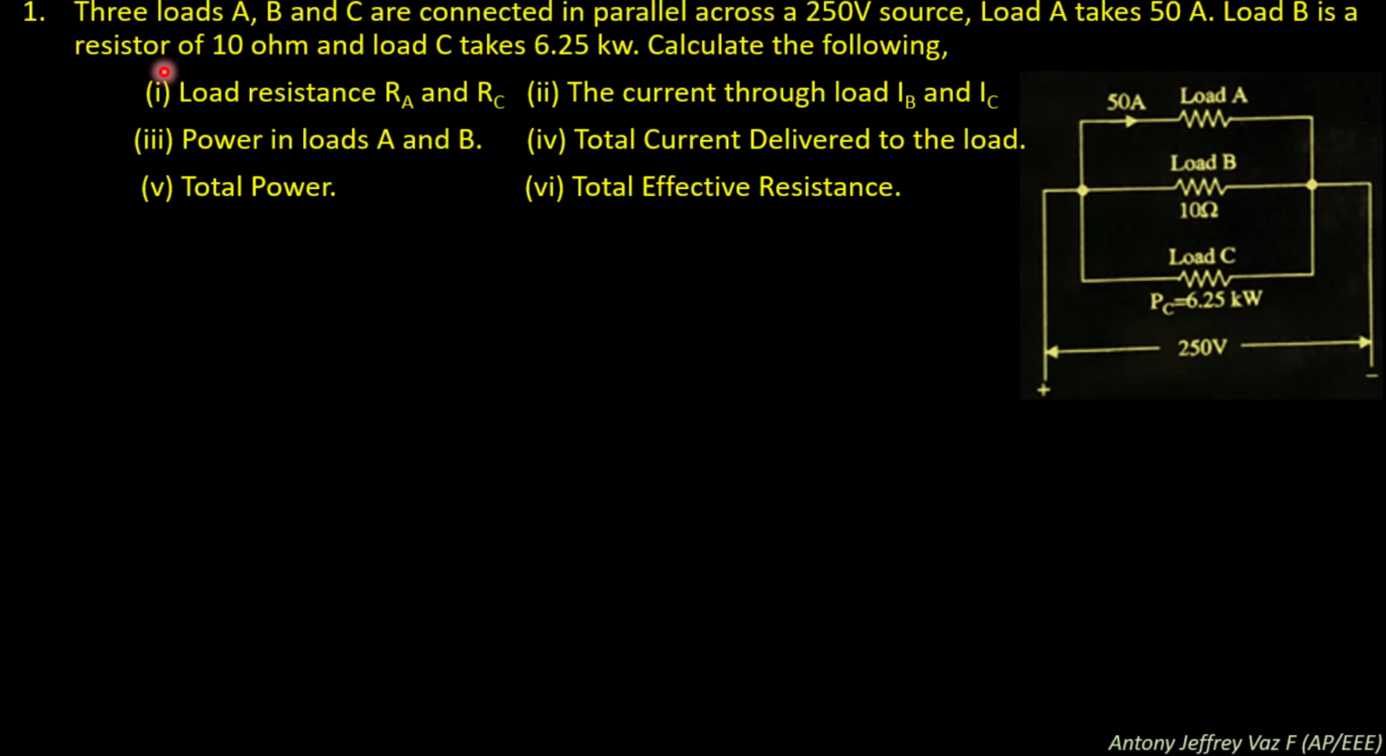First problem, three loads A, B and C are connected in parallel across a 250 volt source. Load A takes 50 amps. Load B is a resistor of 50 ohms and load C takes 6.25 kilowatt. Calculate the following.